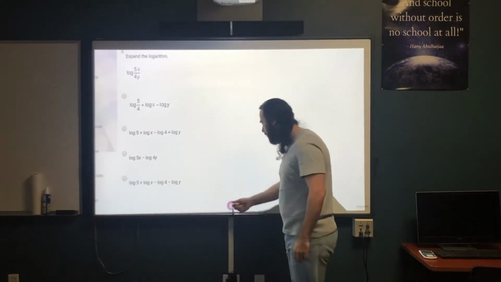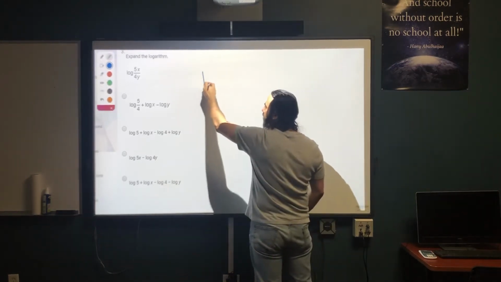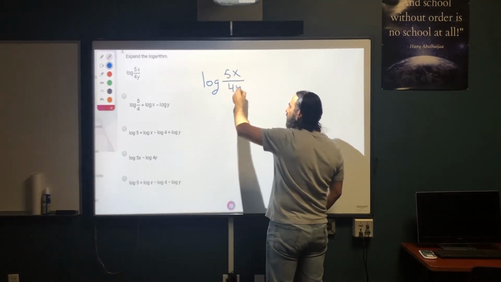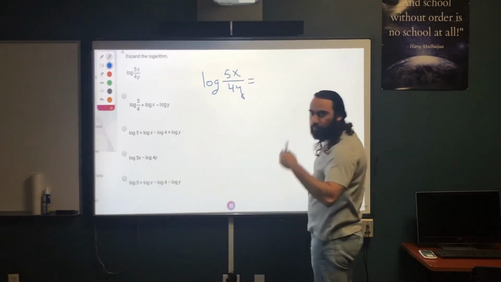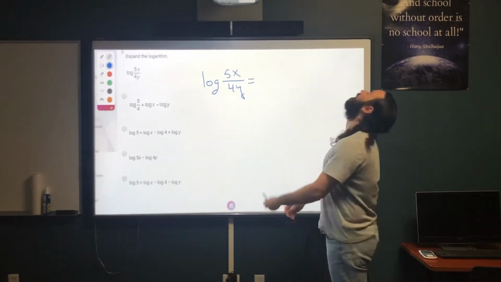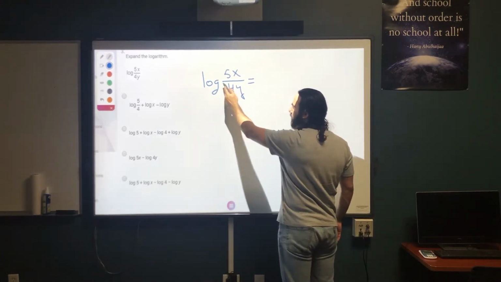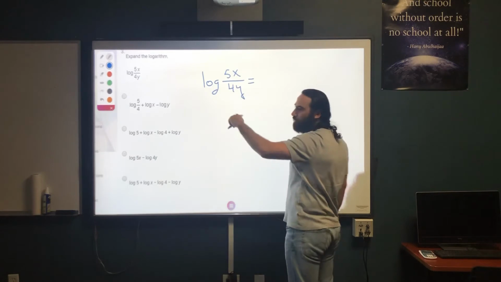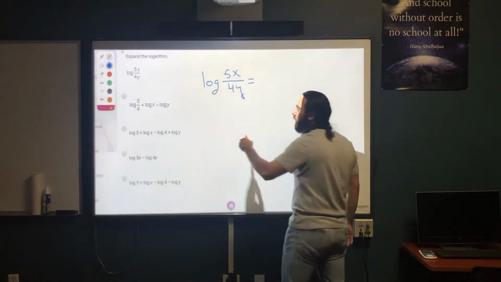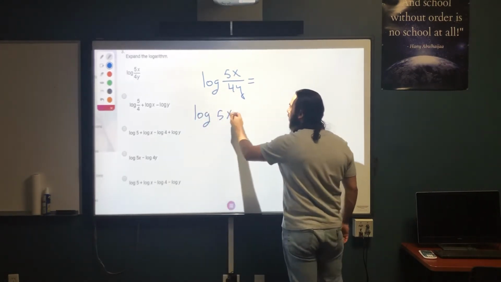We need again to expand, but this time we have division. So we have log 5x divided by 4y. Expand, we put in multiple logs, remember. So we have the division. As we said, the multiplication, we change it to addition. The division, you change it to subtraction. So it's going to be log 5x minus log 4y.